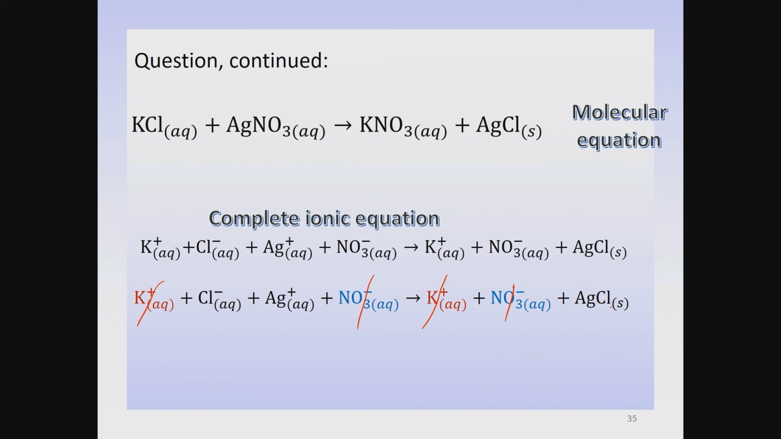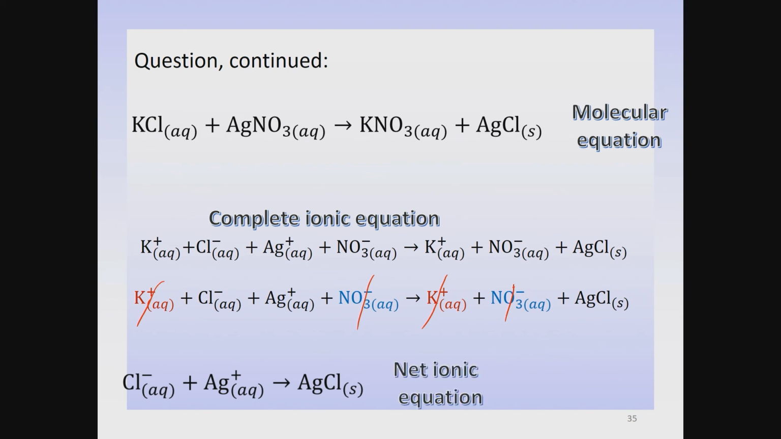Instead, we have the insoluble salt of silver chloride. So we cannot cancel the silver and chloride, nor can we cancel out the AgCl, the solid insoluble salt. So those are what remains, and so you write out what remains, which is chloride plus silver ion gives you the insoluble solid salt of silver chloride. And so that's called the net ionic equation.